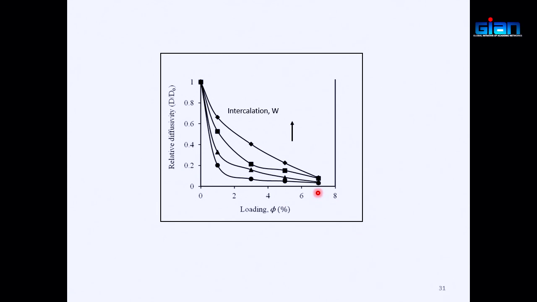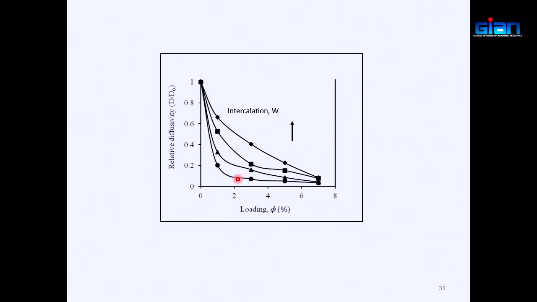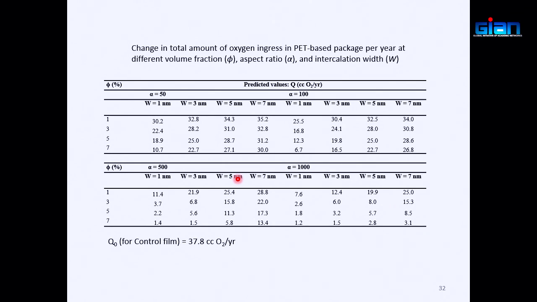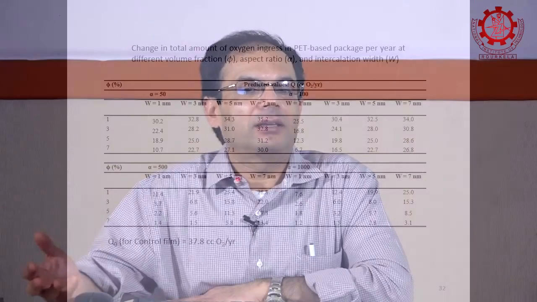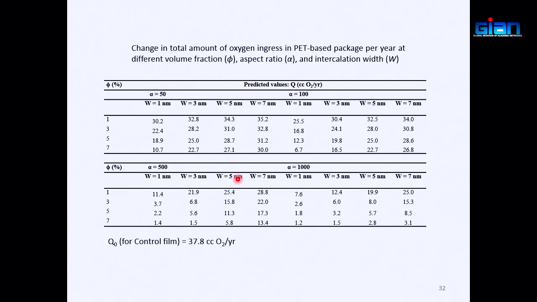So this is again the same figure, but showing in terms of the percentage of the platelet. As you can see, a small amount such as 2 to 3% can significantly reduce the barrier property. After that, these platelets do not help much. So actually 3% is sufficient to create very, very high barrier property in these nanocomposite films. And if you improve the barrier property significantly, then how much reduction will happen in the gas being transmitted from outside to inside.